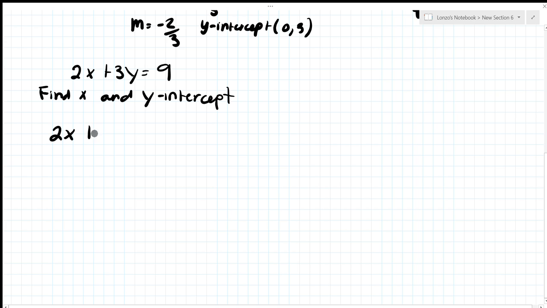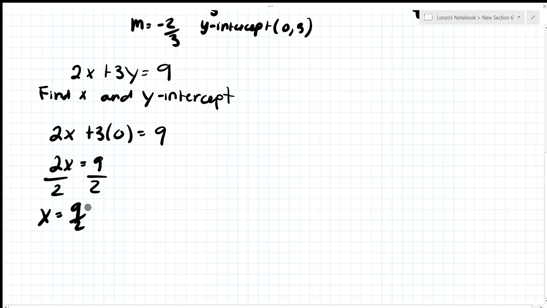So it's 2x plus 3 times 0 equals 9. That's just 0, so it's 2x equals 9. Divide by 2, divide by 2. So x equals 9/2, which is about 4.5. So our x-intercept in coordinate form would be (4.5, 0). Now let's find the y-intercept.